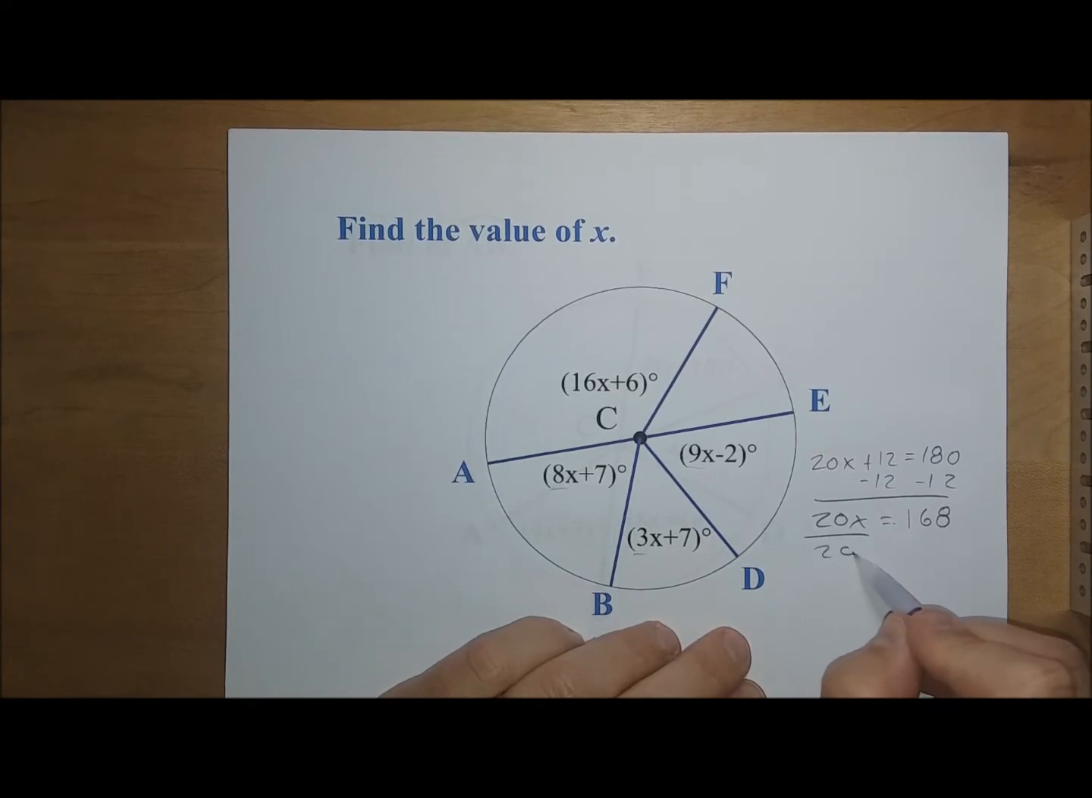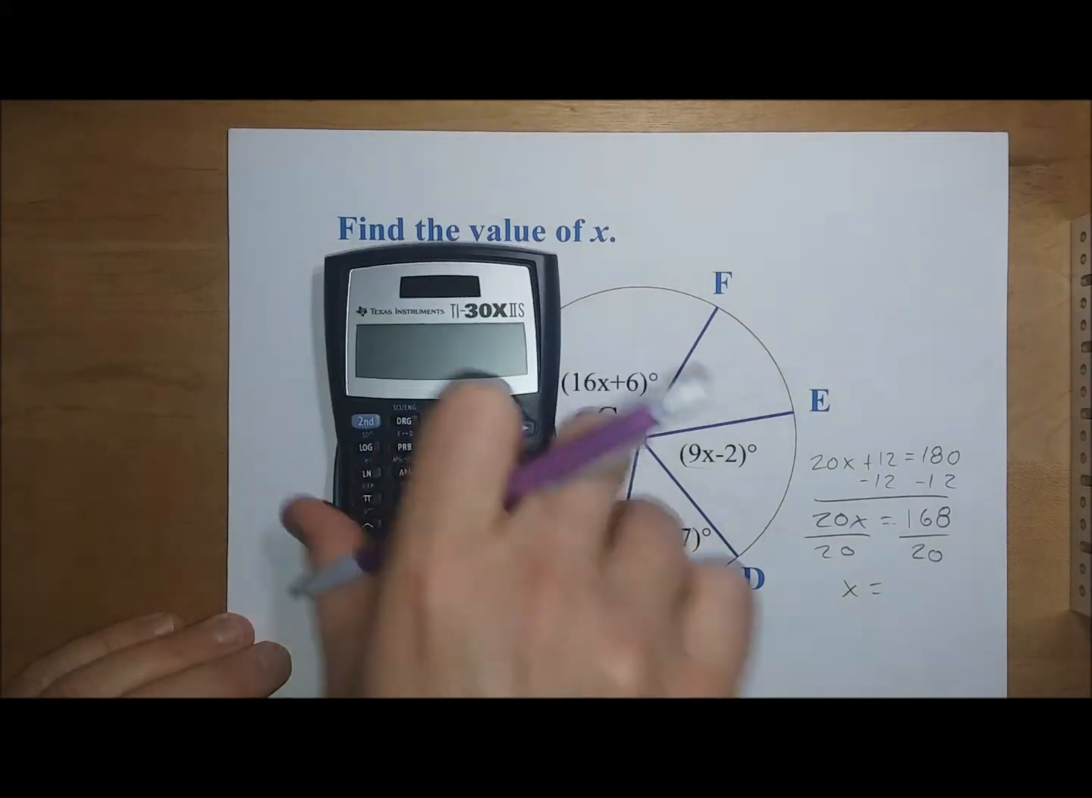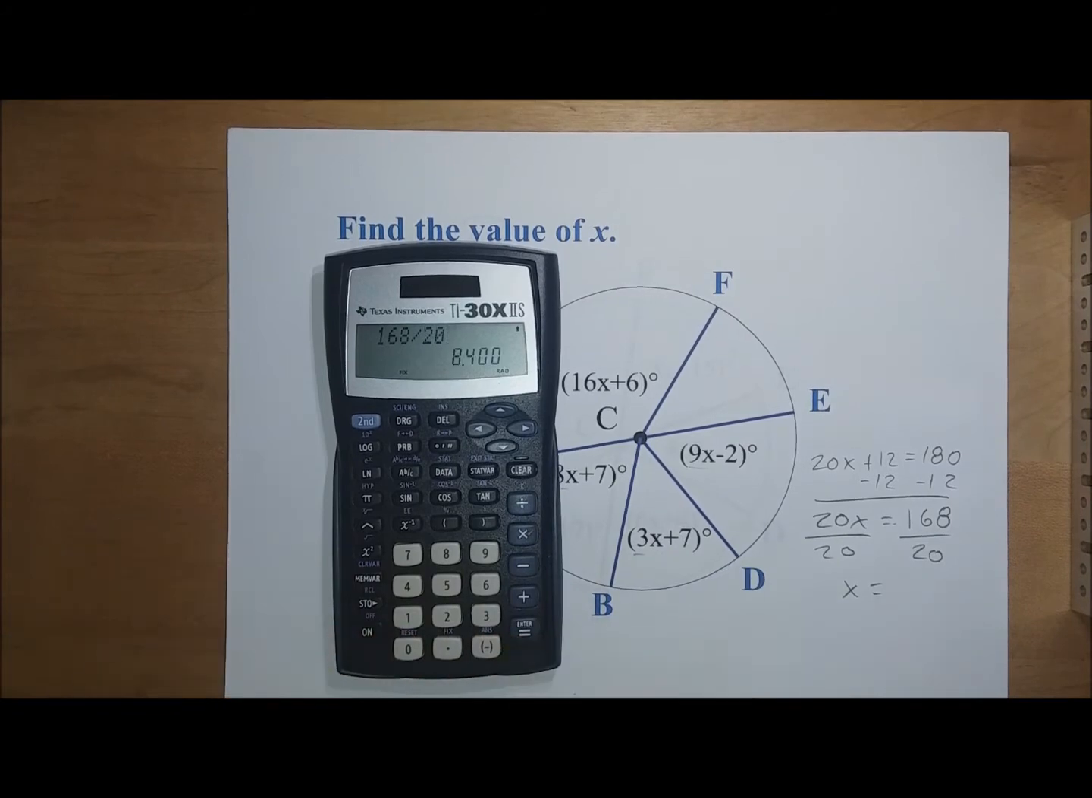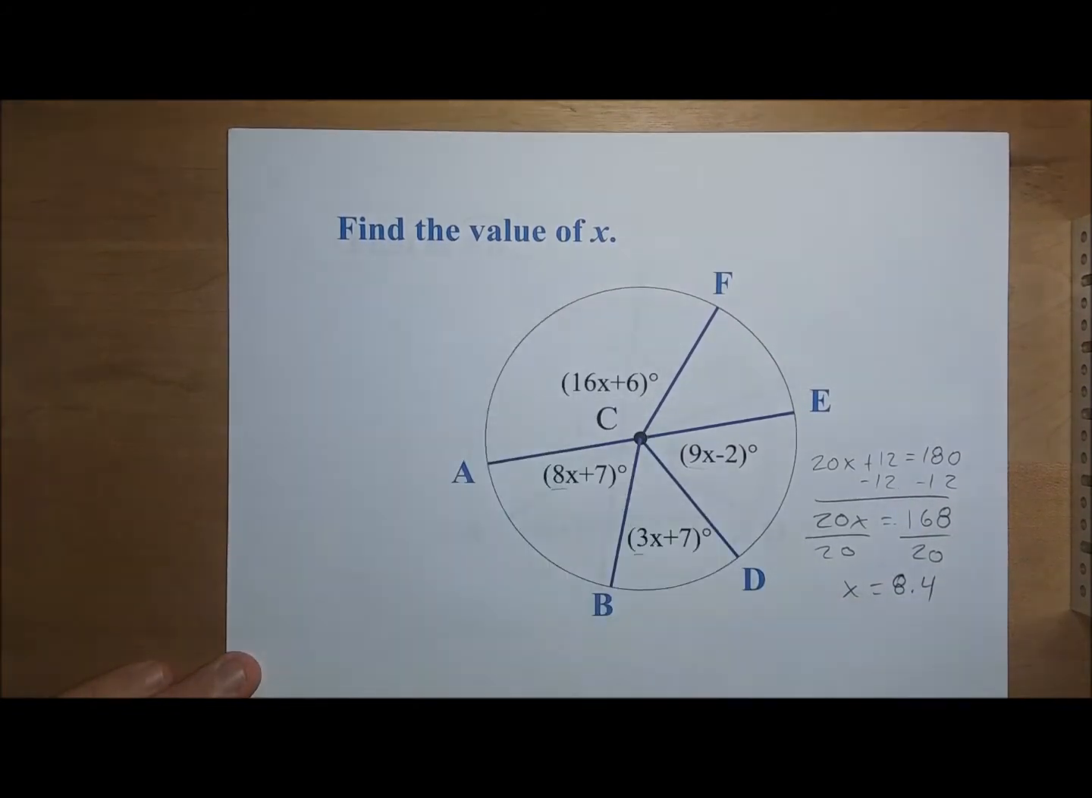And if we divide both sides by 20, we are going to get x equals, what is that? What are we going to get there? X equals 8.4. Good.